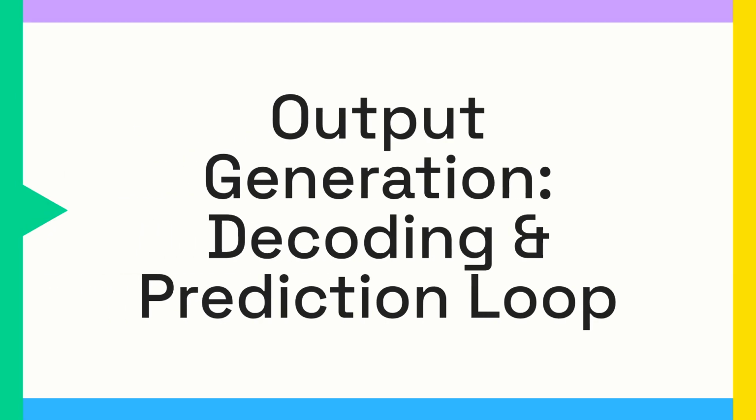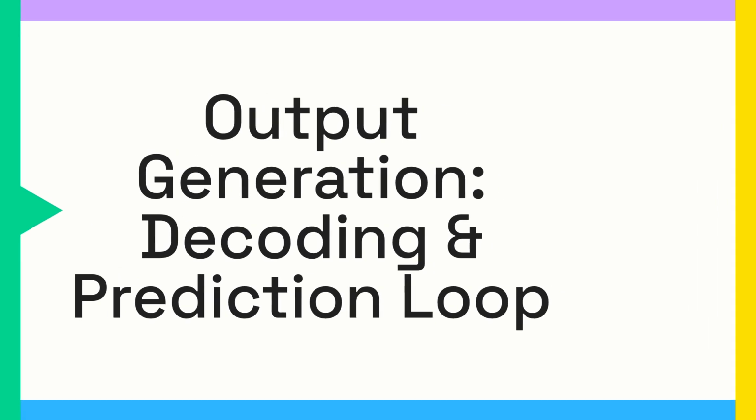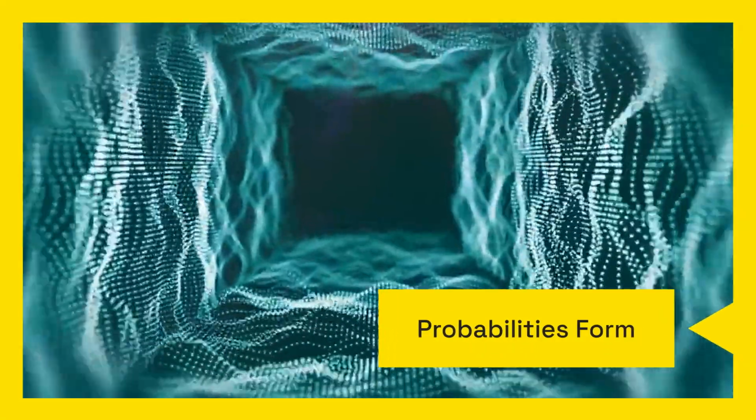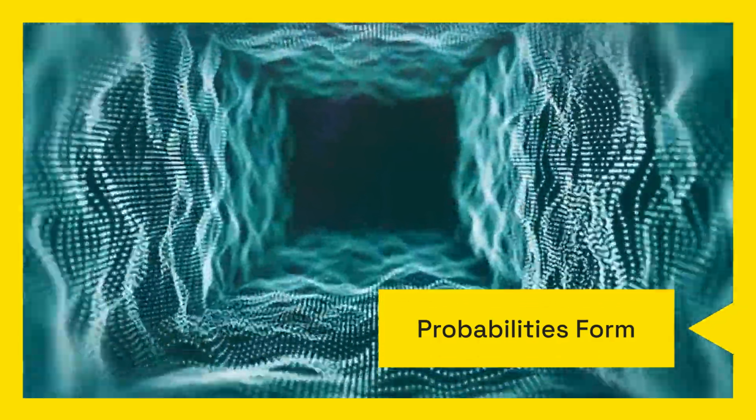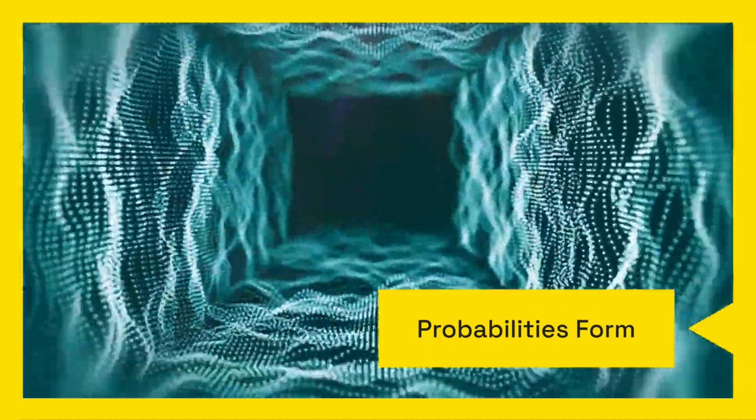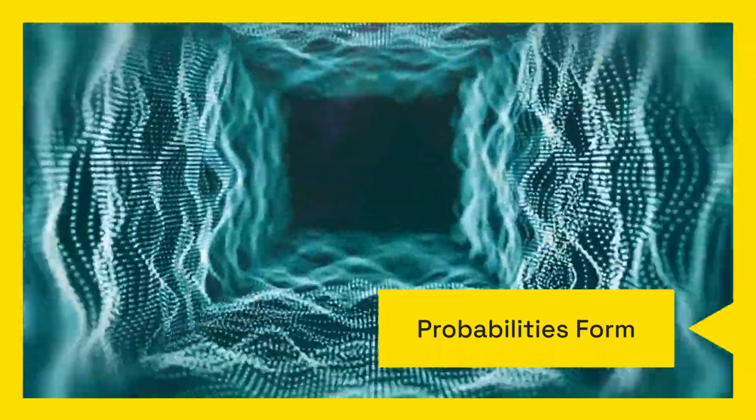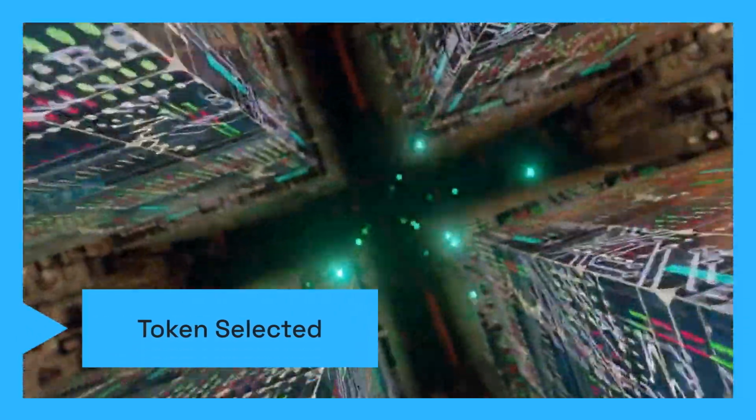The final stage involves turning these highly contextualized numerical representations back into coherent, human-readable text. From the topmost transformer layer, the system calculates probabilities for the next possible word. These probabilities form visually, guiding the selection process. Based on these probabilities, a single token is selected. This token is then appended to the partially generated output sentence.